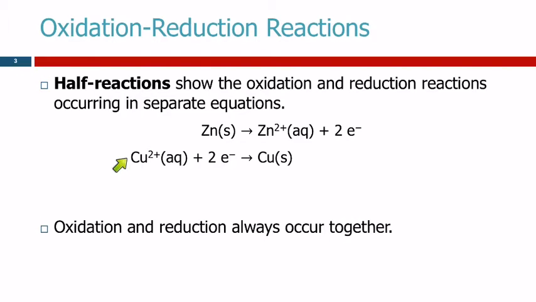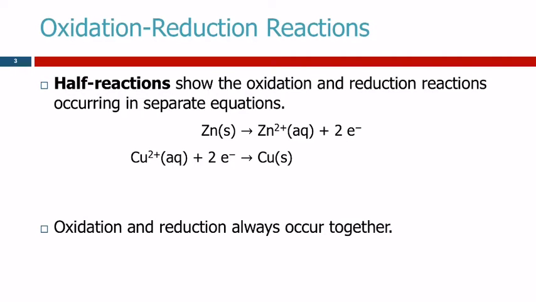And then the other reaction happening is the copper ion is getting 2 electrons to become a copper atom. Where did those 2 electrons come from? They came from the zinc reaction. So in order for this copper ion to gain 2 electrons, the electrons have to come from somewhere. There's no electron bank where you can go and just say, I need 2 electrons, please.